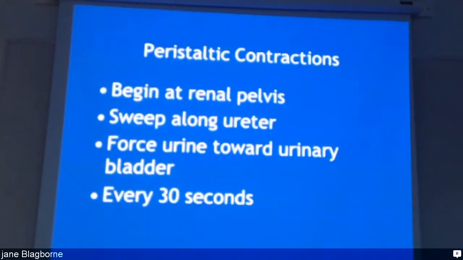Okay. So there are peristaltic contractions, just like we talked about with peristalsis. It's just that tightening and relaxing of the muscle as it moves things downwards, just like your esophagus to your tummy. So it begins at the renal pelvis and it goes down the urine down into the bladder. And it happens every 30 seconds.